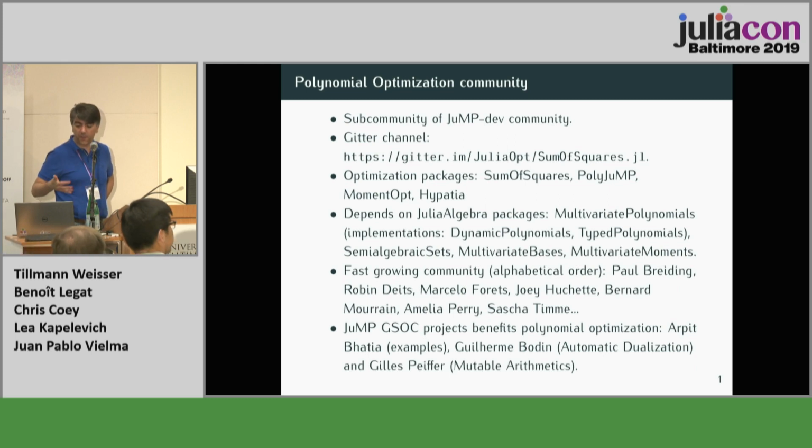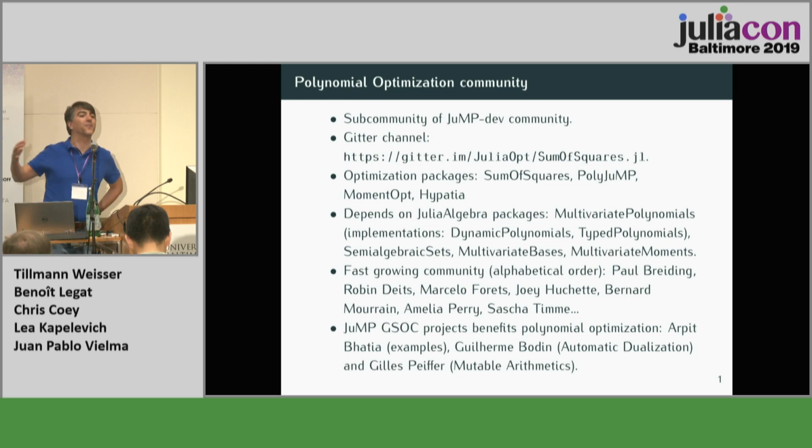And this is a fairly big community. It started growing with a whole bunch of people. It keeps growing. And as I said, it's still very closely connected to JuMP. So for instance, the 3 JuMP Google Summer of Code projects all basically were focused on JuMP, but all of them in one way or another were strongly connected to polynomial optimization. So I'm going to mention the 3 GSOC students, Arpit Bhatia, Guillermo Bodin, and Gilles Pfeiffer. And so without further ado, I'll give you Benoît, who will start with the actual content of the talks.